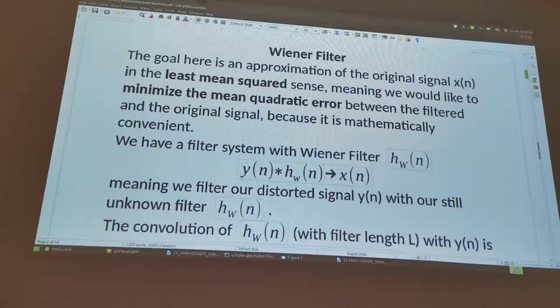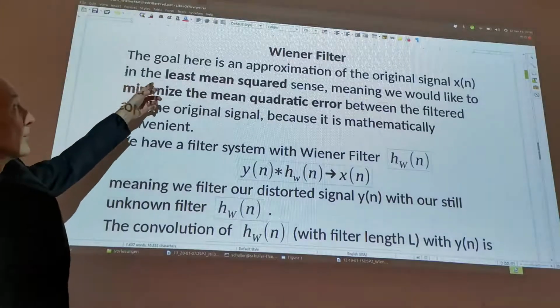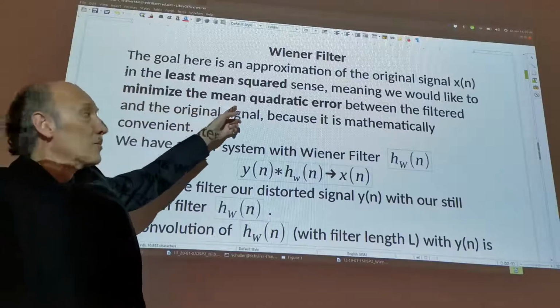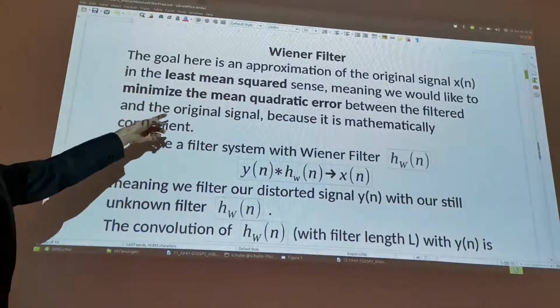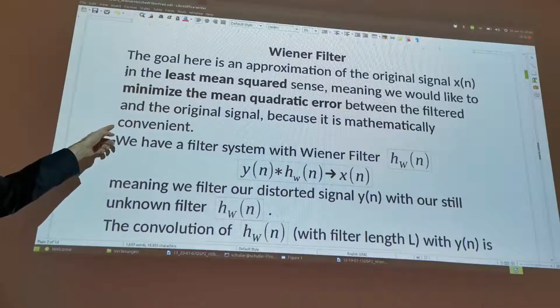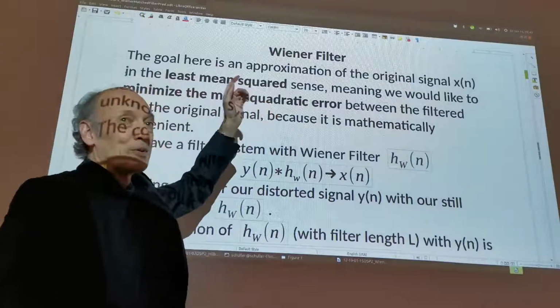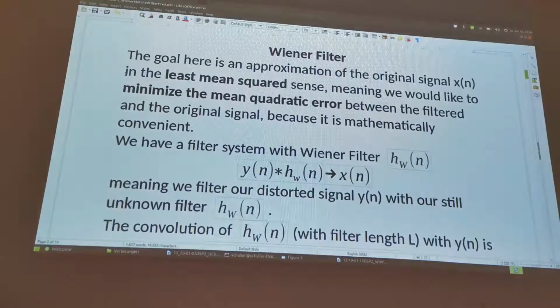Yeah, so let's start with the Wiener filter. The goal here is an approximation of the original signal in the least mean squared sense, meaning we would like to minimize the mean quadratic error between the filtered and the original signal because it is mathematically convenient. Right? So it's not like that it sounds best if you do this to an audio signal, for instance, but we can get a closed form solution to it. Mean squared error sense is always easy mathematically because we can apply the chain rule to the derivative.